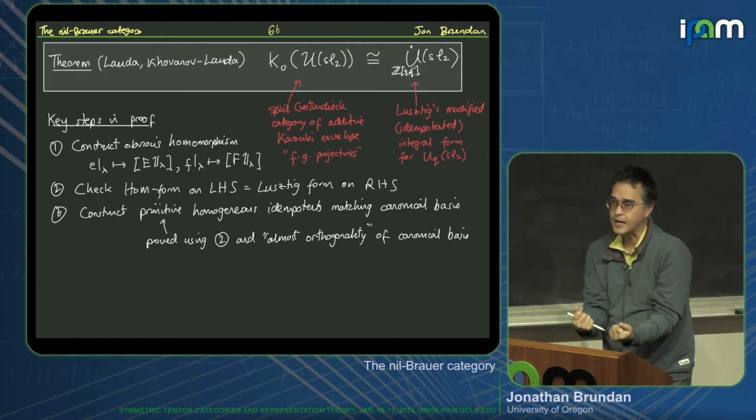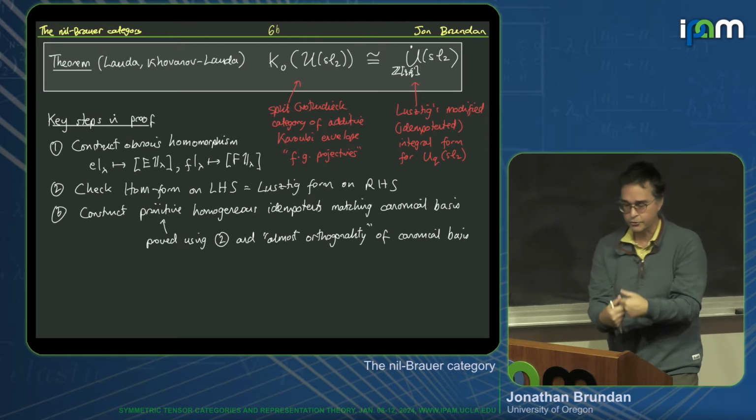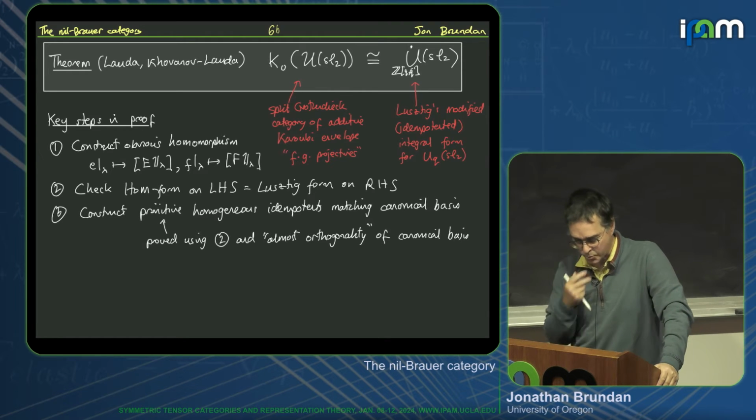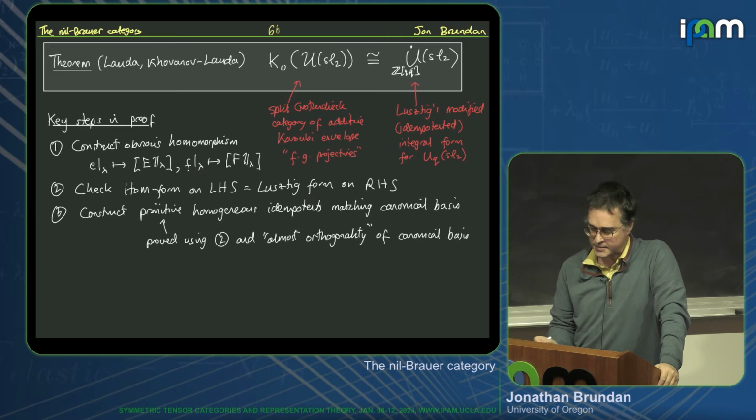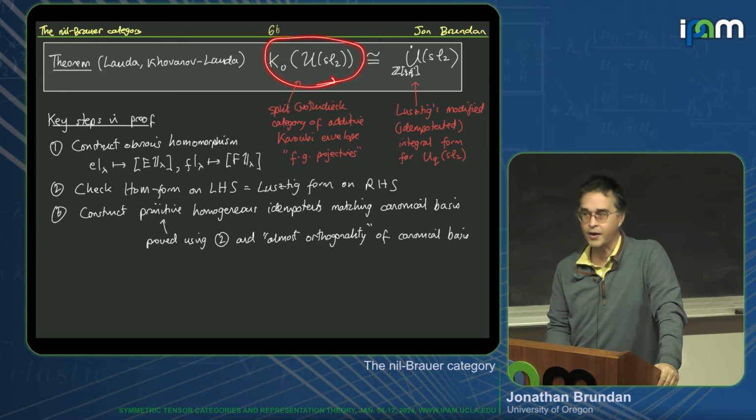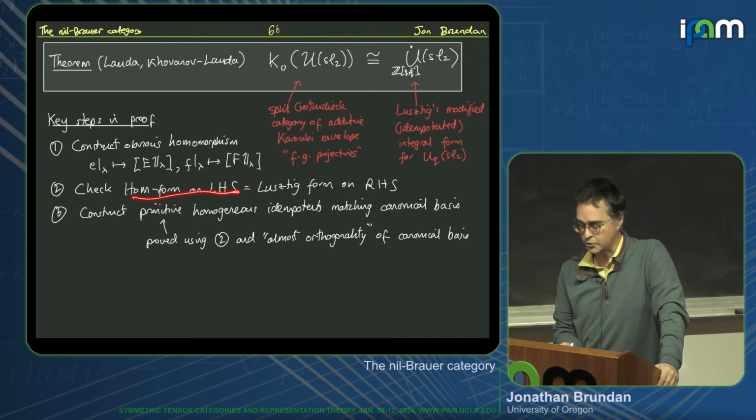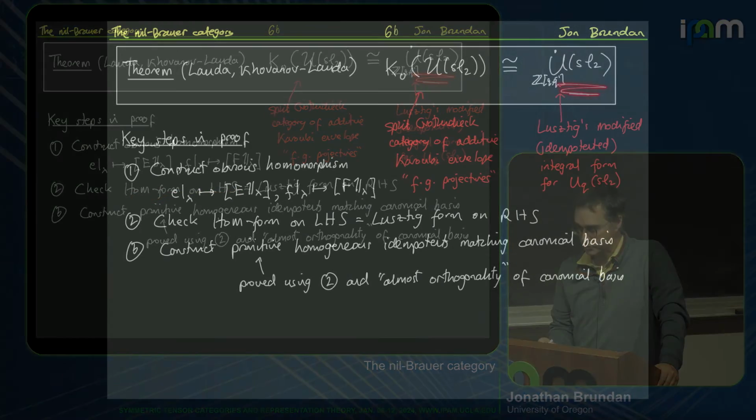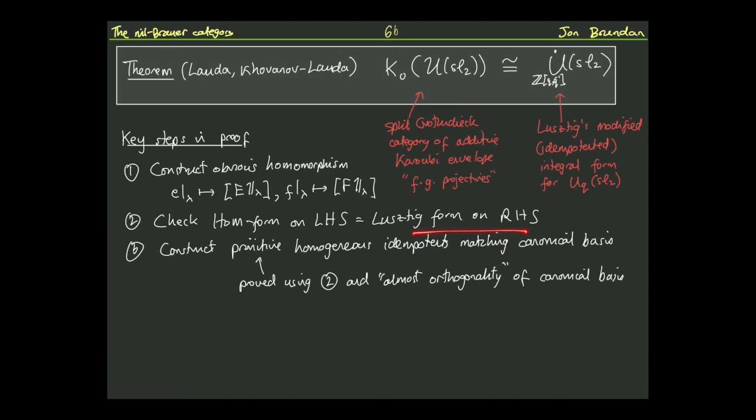But then you've got to pass down to the integral version to ZQQ inverse, and this is much more work. So then the second step is, on this, you have a natural bilinear form coming just from taking graded dimensions of 2 morphism spaces in this 2 category. So on this K0, there's a natural Hom form, and on U dot, there's Lustig's symmetric bilinear form, and you have to check that the Hom form matches Lustig's form here.